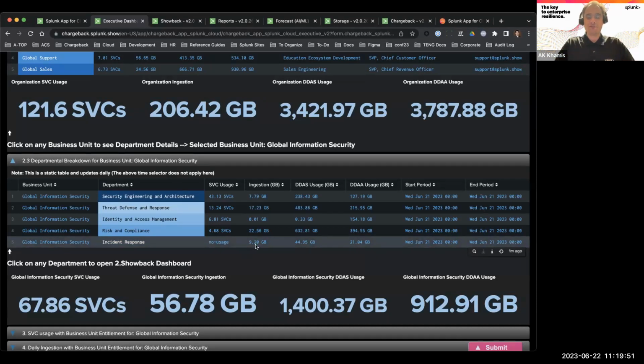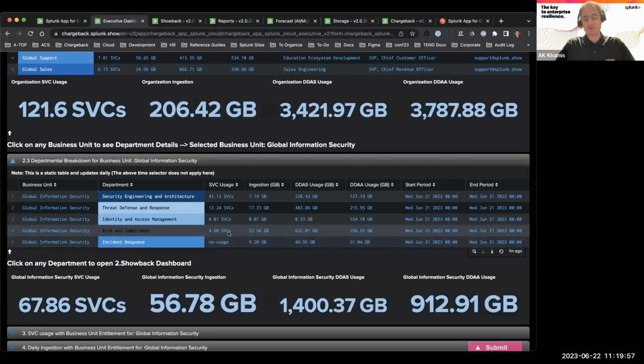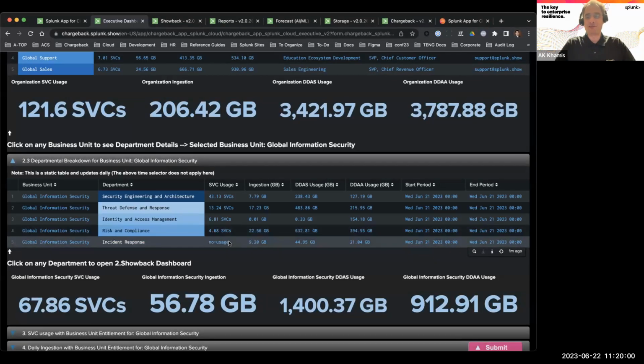So although they maybe were on PTO or something, which is weird. Why would incident response not be busy? This is because it's a demo environment. So we're going to have problems like that. But that means they didn't have any usage, et cetera, et cetera.